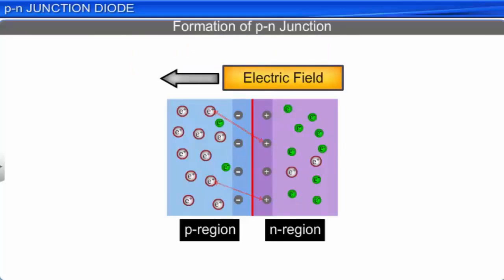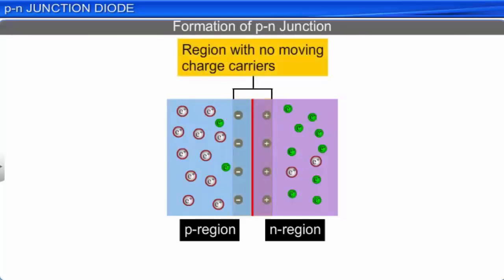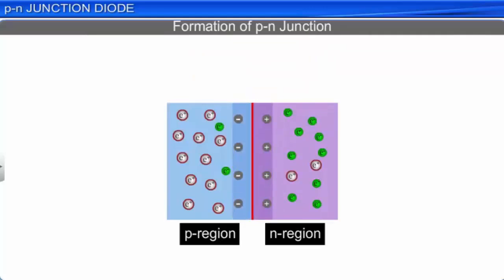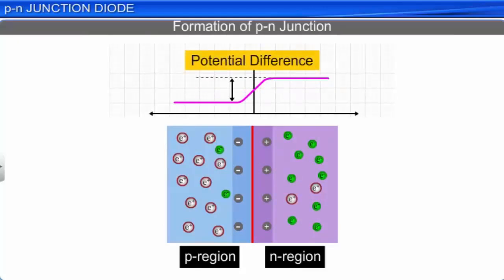Thus, a small region is created on either side of the p-n junction where no free charge carriers can exist. The region free of moving charge carriers extends on either side of a p-n junction and is called the depletion region. The separation of charges in the depletion region creates a potential difference that opposes the diffusion of electrons in the n region and holes in the p region across the p-n junction. The electrons and holes have to overcome this potential difference, called the barrier potential, to freely diffuse across the p-n junction.